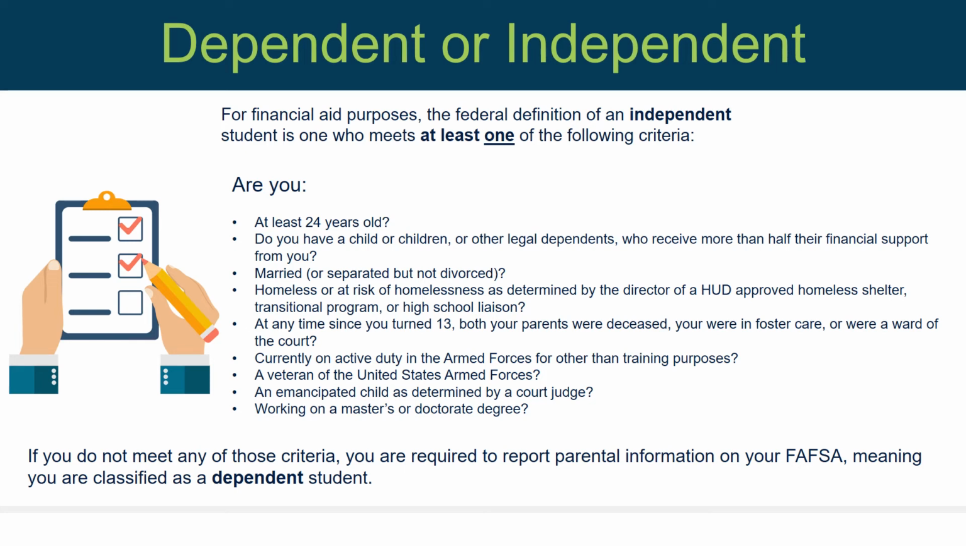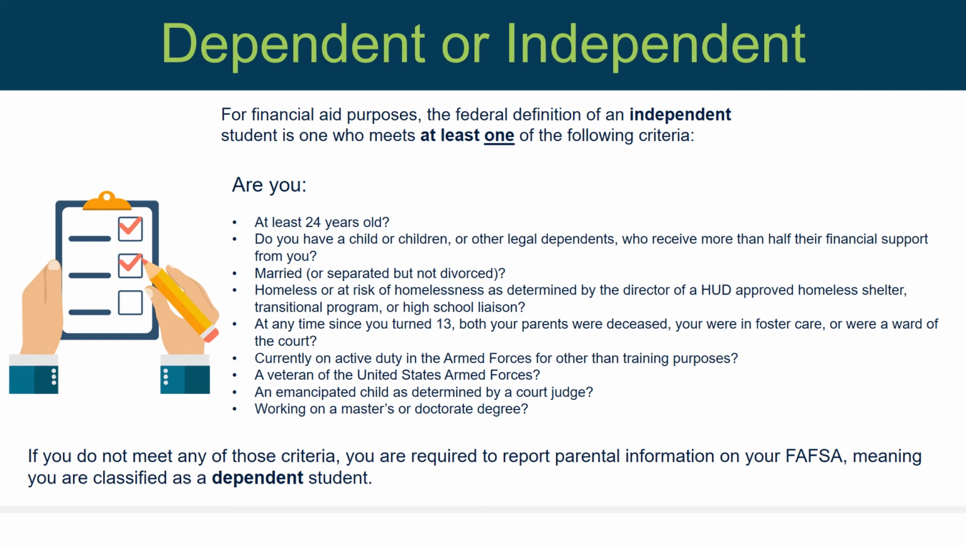Are you at least 24 years old? Do you have a child or children or other legal dependents who receive more than half of their financial support from you? Are you married? Are you homeless or at risk of homelessness as determined by the director of a HUD-approved homeless shelter, transitional program, or high school liaison? At any time since you turned 13, both your parents were deceased, you were in foster care, or were a ward of the court?